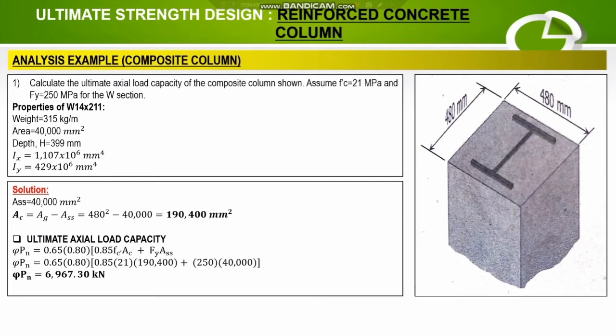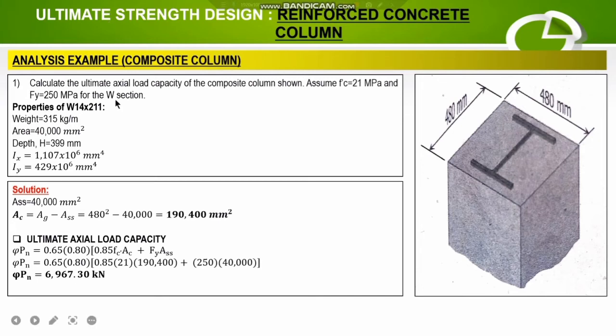So the properties of the wide flange section W14 by 211: the weight is equal to 315 kilogram per meter. The area is 40,000 mm squared. The depth, or the h, is equal to 399 mm, and the Ix is equal to 1,107 times 10 to the 6 mm to the fourth. That is the moment of inertia along the x-axis, and the moment of inertia along the y-axis, I sub y, is equal to 429 times 10 to the 6 mm to the fourth.